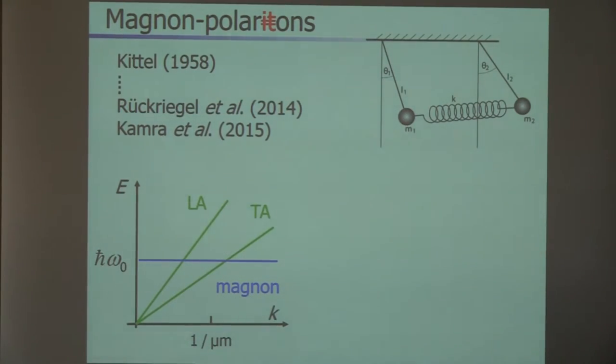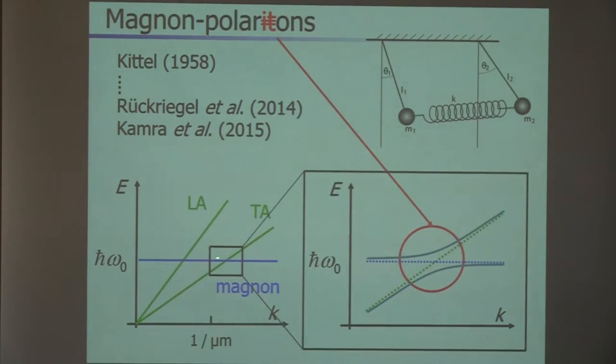Now in this picture, you see the magnon dispersion, which is basically flat on this scale, and we have the longitudinal and the transverse acoustic phonon modes. If you look more precisely, you see that this coupling I was talking about gives an anti-crossing between these two modes, and the size of this is proportional to the magnetoelastic coupling constant. Now, magnon polaritons are the mixed state between photons and magnons. So we call these hybridized states not magnon polaritons, but magnon polarons.